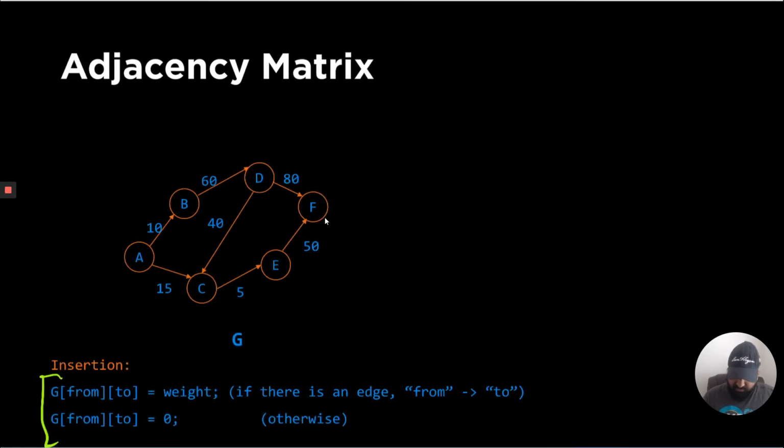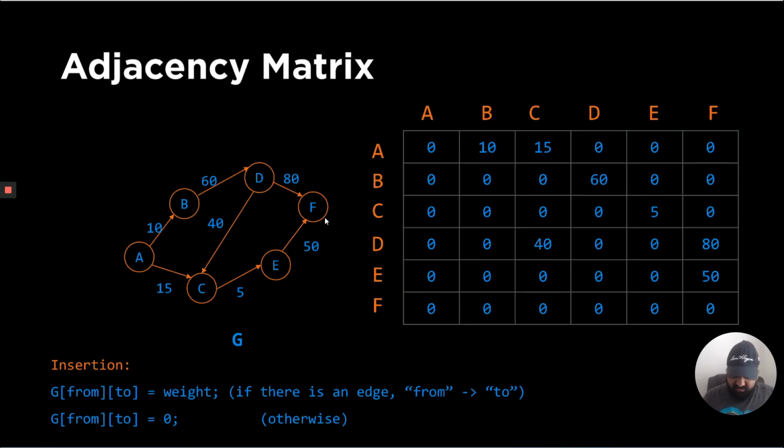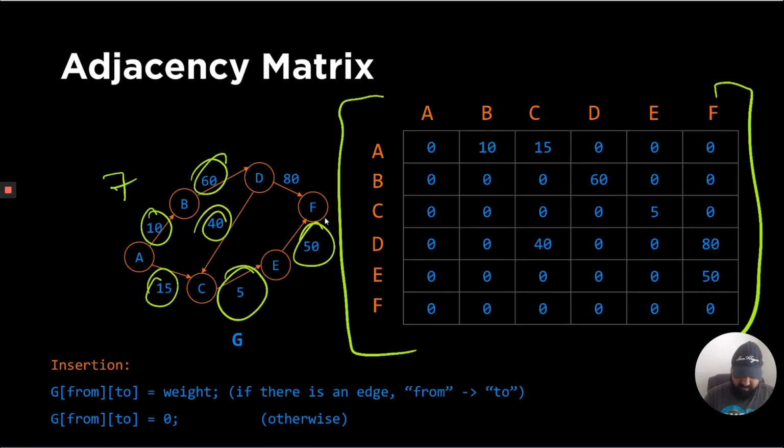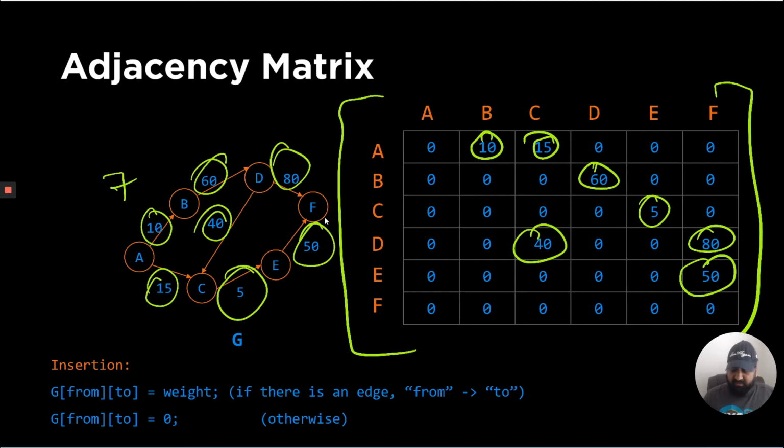Let's say this graph was not weighted, like this is for a weighted graph, but if this graph was not weighted, then we represent the value 1 if an edge is there between the from and to vertex, and 0 otherwise. So this graph's adjacency matrix would look something like this. We have a total of 7 edges in this, which is 1, 2, 3, 4, 5, 6, 7. So there are going to be 7 corresponding non-zero values in the matrix, which are 10, 15, 60, 5, 40, 50, and 80. So we have a total of 7 different values.